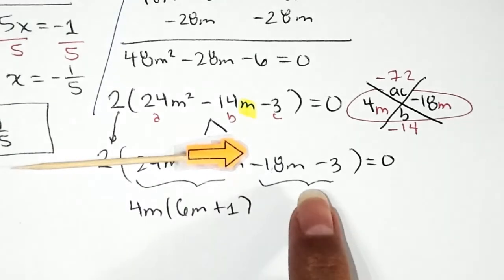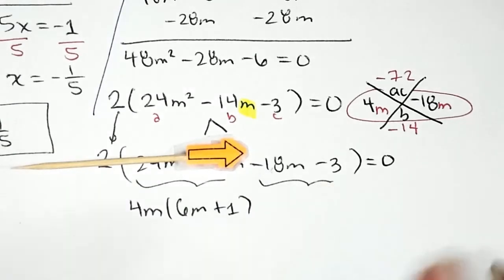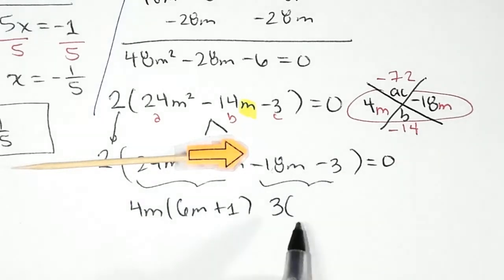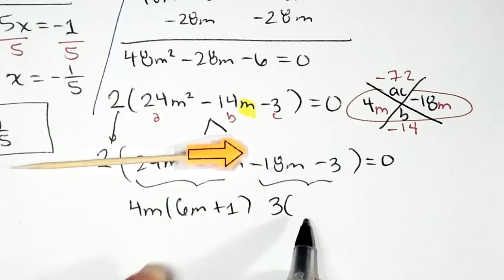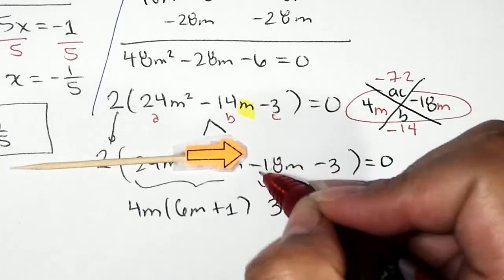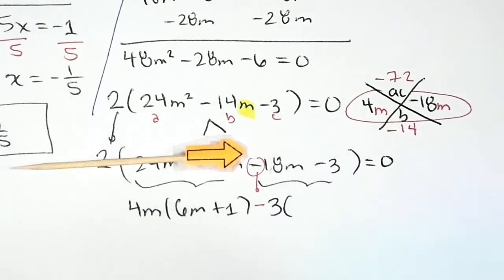So second group, the GCF is 3. But we want to ensure that the first term is positive. Why? That's the only way that things are going to match up if they're supposed to match up. So we'll factor out a negative 3. When we factor out a negative 3, let's do this.